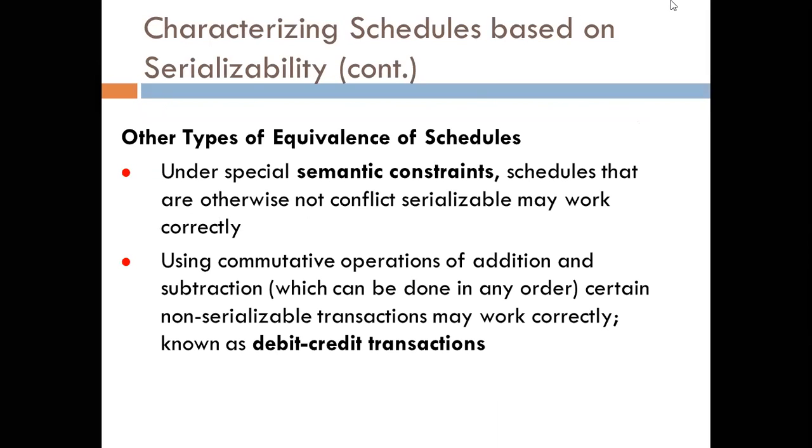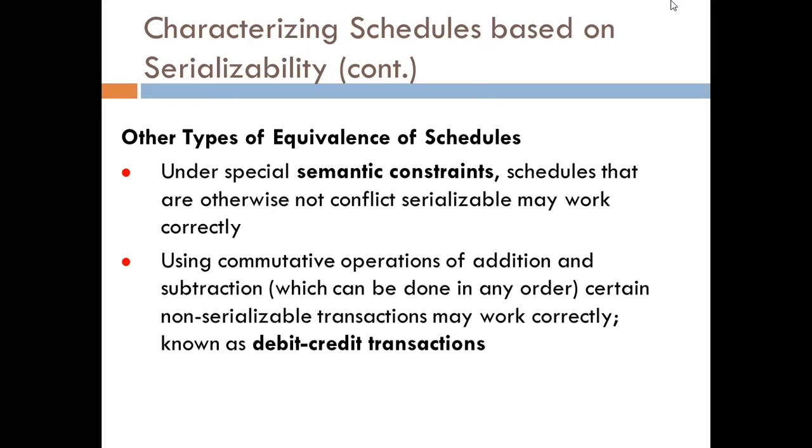There is another type of equivalence that can exist. We have discussed conflict equivalence, result equivalence, and view equivalence. Under special semantic constraints, schedules that are otherwise not conflict serializable may work correctly. Using the commutative operations of addition and subtraction, certain non-serializable transactions may work correctly. These are known as debit and credit transactions.